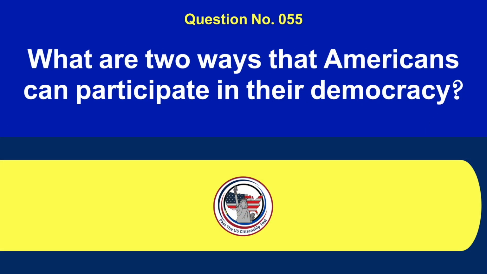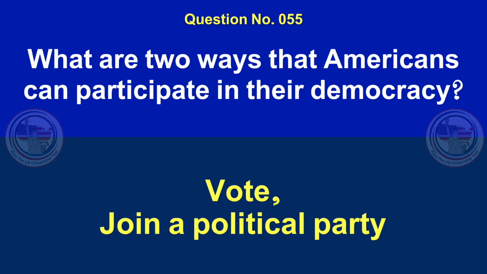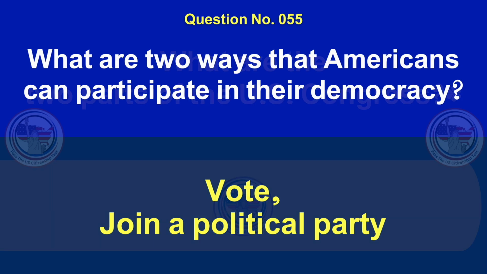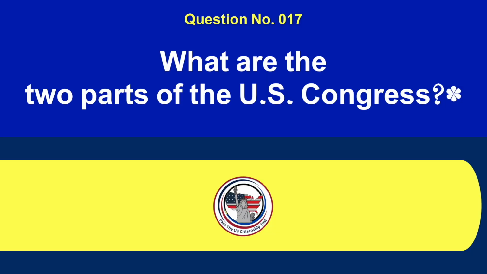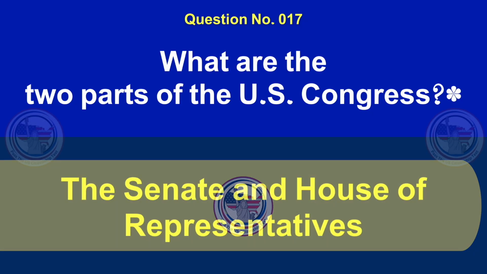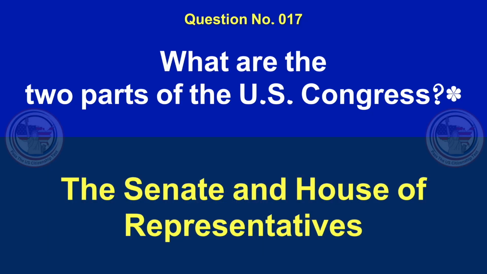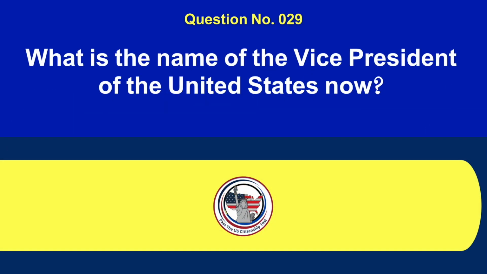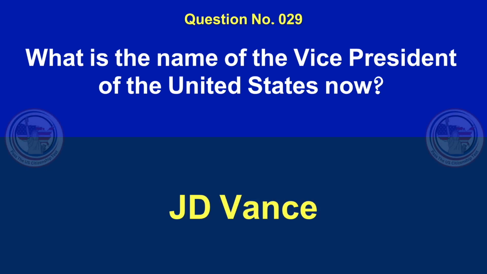What are two ways that Americans can participate in their democracy? Vote. Join a political party. What are the two parts of the U.S. Congress? The Senate and House of Representatives. What is the name of the Vice President of the United States now? J.D. Vance.